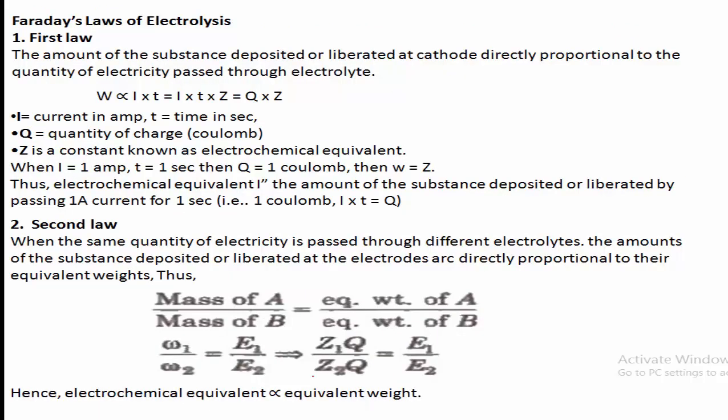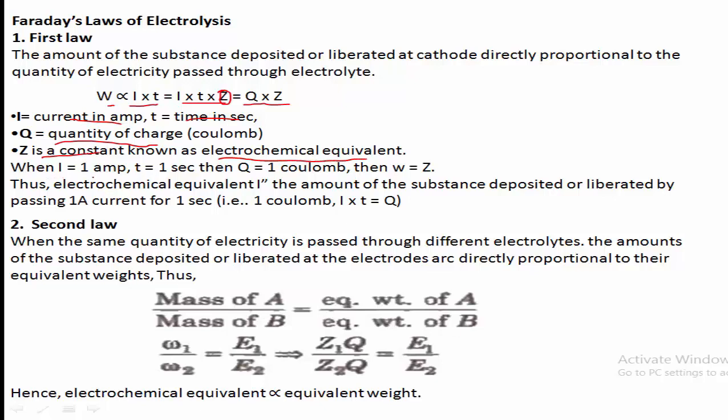Then Faraday's laws of electrolysis. The first law: the amount of the substance deposited or liberated at the cathode is directly proportional to the quantity of electricity passed through the electrolyte, which is given as W is directly proportional to I into T, or it is equal to I into T into Z, where Z is a constant, or it is also represented as Q into Z, because I into T is equal to Q, where Q is quantity of charge, I is current in amperes, T is time in seconds, and Z is a constant, which is known as electrochemical equivalent.